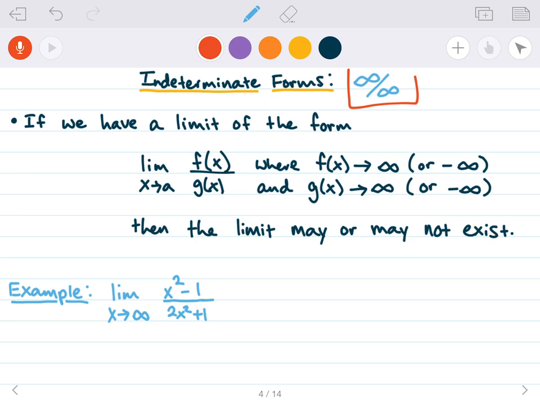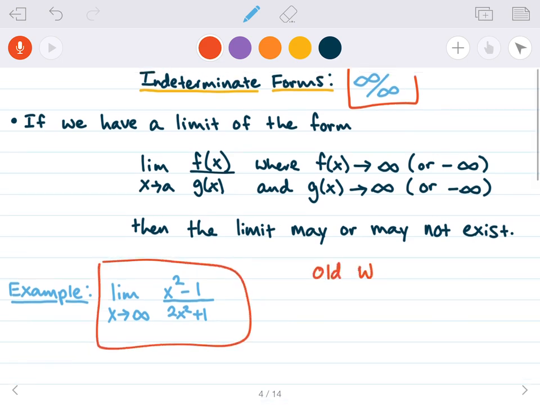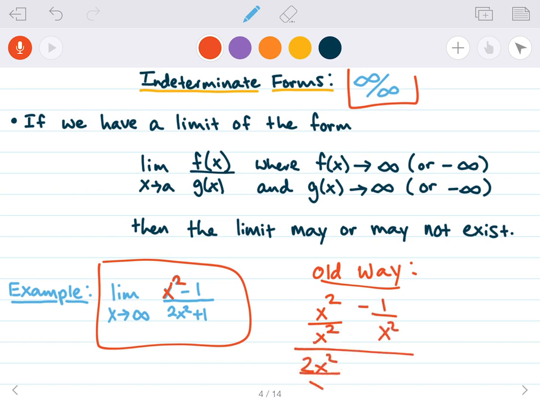All right, so let's look at the old way we dealt with these. So the old way when we had x going towards infinity was we divided the numerator and the denominator by the highest power term. In this case, our highest power term is x squared. So we would do x squared over x squared minus 1 over x squared, all divided by 2x squared over x squared plus 1 over x squared. And again, we are going towards infinity here.